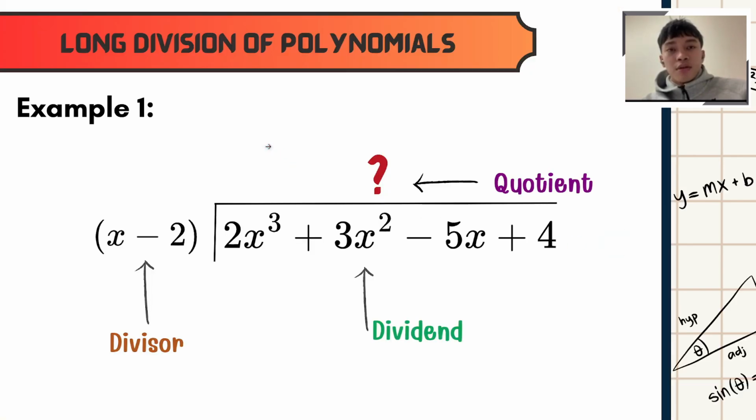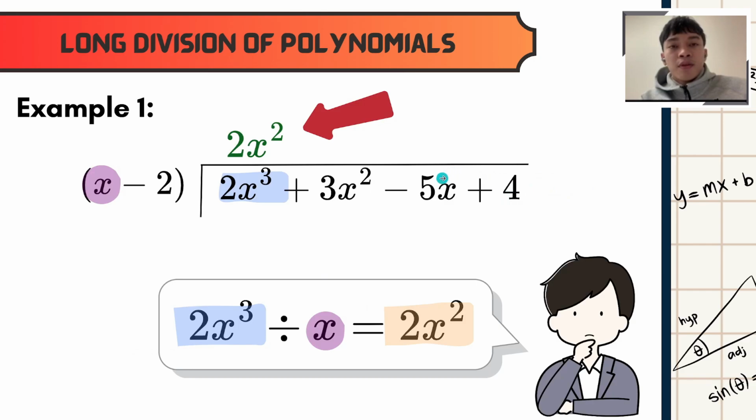So example 1 on long division of polynomials. Here we have an x minus 2 divisor, and the dividend is 2x cubed plus 3x squared minus 5x plus 4. In this, we're trying to find the quotient. So let's start. The first step is to divide x into the first term of the dividend, so it's going to be 2x squared.